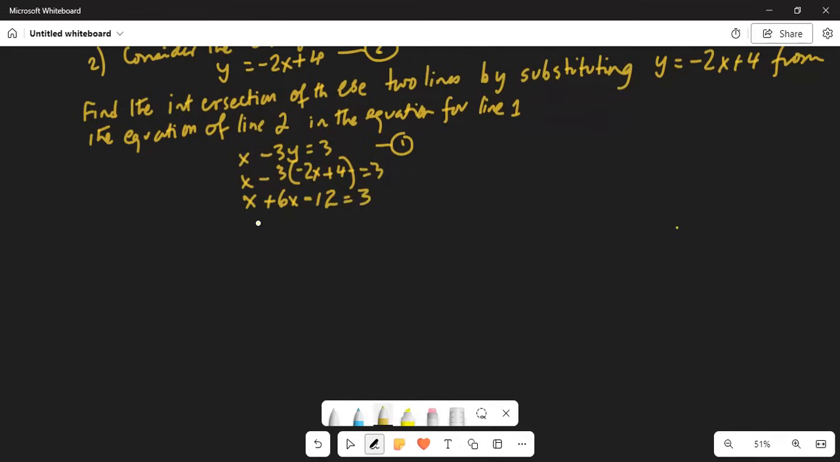So x plus 6x is 7x and minus 12 equal to 3. So add 12 on both sides. So 7x is equal to 12 plus 3 equal to 15. So x is equal to 15 divided by 7, which in decimal, I'll use my calculator, 15 divided by 7 is 2.14.